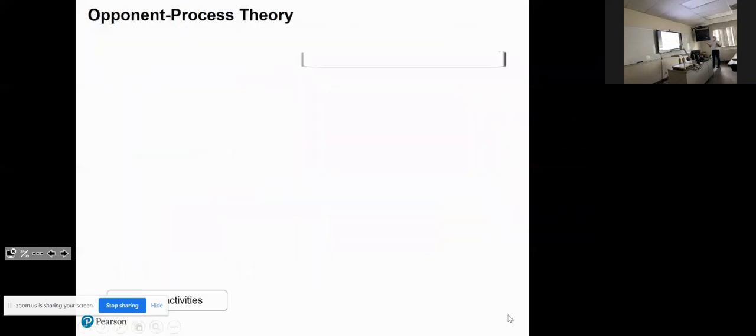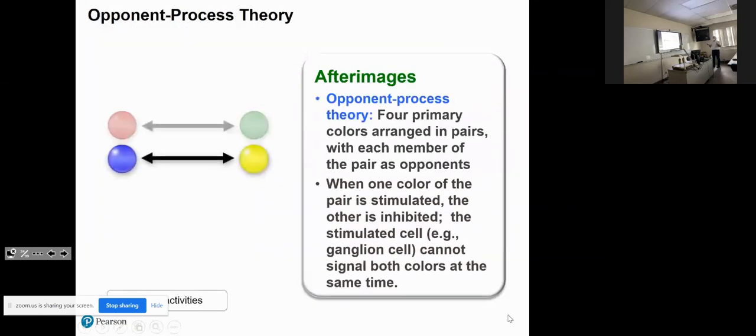Okay. The other one that we have is the opponent processing theory, which suggests that we have two types of cones, either a red-green one or a blue and yellow one. And if one is activated, then the other one is less activated. So if our red-green cone is activated as red, it's going to see less green. But as soon as we take away that red coloring, then it's going to bounce back to whatever the initial state was, which would have been green.